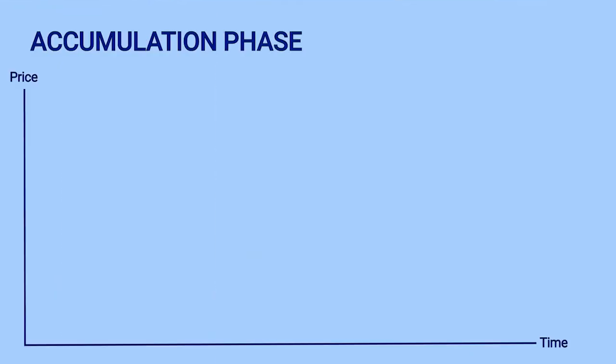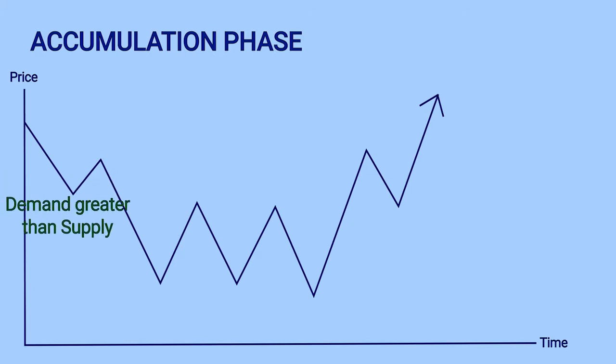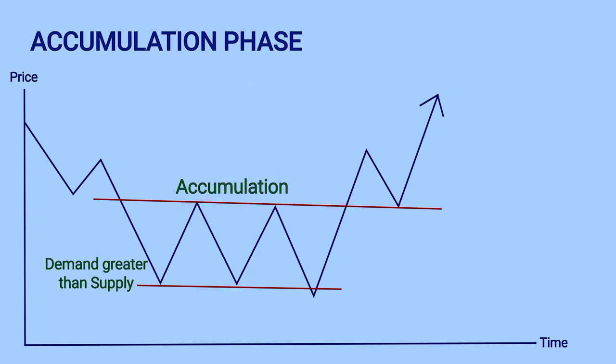What is an accumulation phase? After a down move, there is a certain point when the selling pressure comes down and there is buying pressure in the market. So the buyers and sellers are in equilibrium. This continues for some time, and after this accumulation phase, the market breaks out and goes in the upward direction. That is called the breakout. So this is a kind of price reversal.